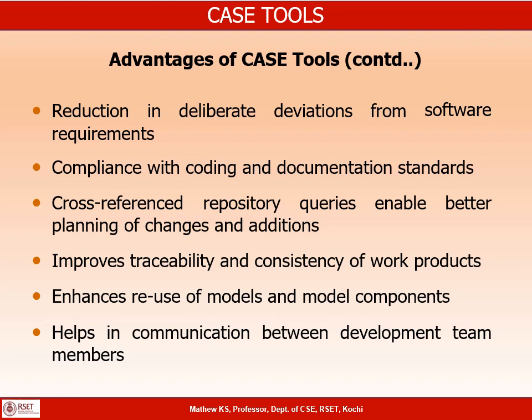Reduction in deliberate deviation from the software requirements. So when you use automation for converting the requirements to analysis and models, it will avoid deviation from the original requirements to the design. When you do everything manually, there is a possibility that you may deviate from the original requirements. But when you automate this process, there will be consistency between the input and the output, and the deviation will be minimized, or will not be there at all.